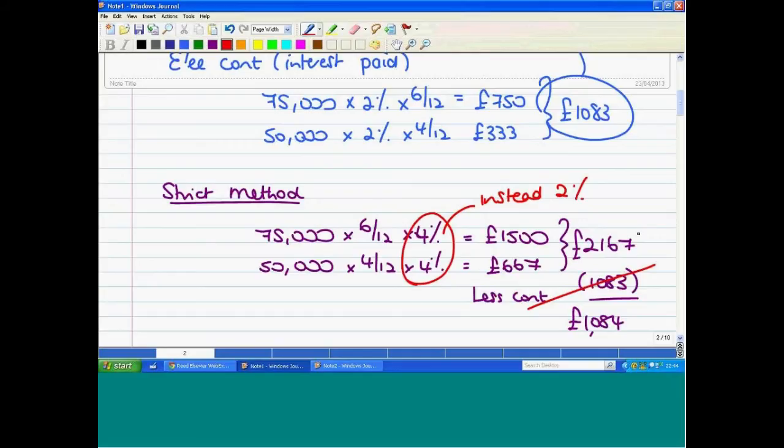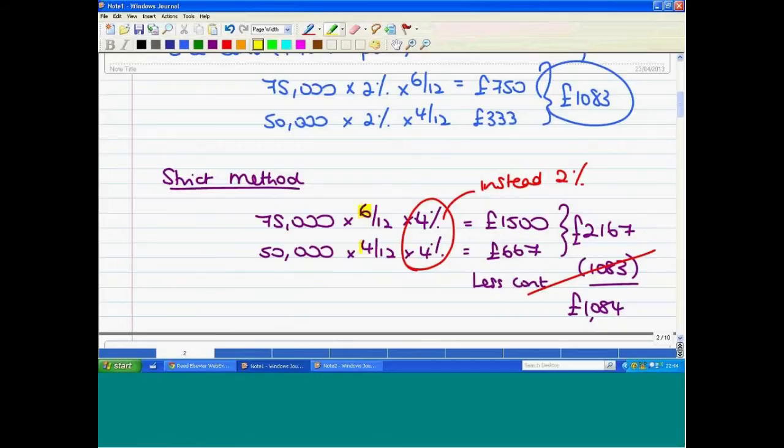Now, one thing I just want to point out before we move on from our loan benefits is, if you have a look here, when I've done my strict method, I've got 6/12 and I've got 4/12. Now, some people would put 6/10 and 4/10, but that's incorrect because remember what I said in the previous example, if the tops of your fractions add up to the bottom of your fraction, that means you've got the actual benefit for the full tax year. So the fact that we've got 6 plus 4, which is 10, that's right because we've only got to have the benefit for 10 of the 12 months.